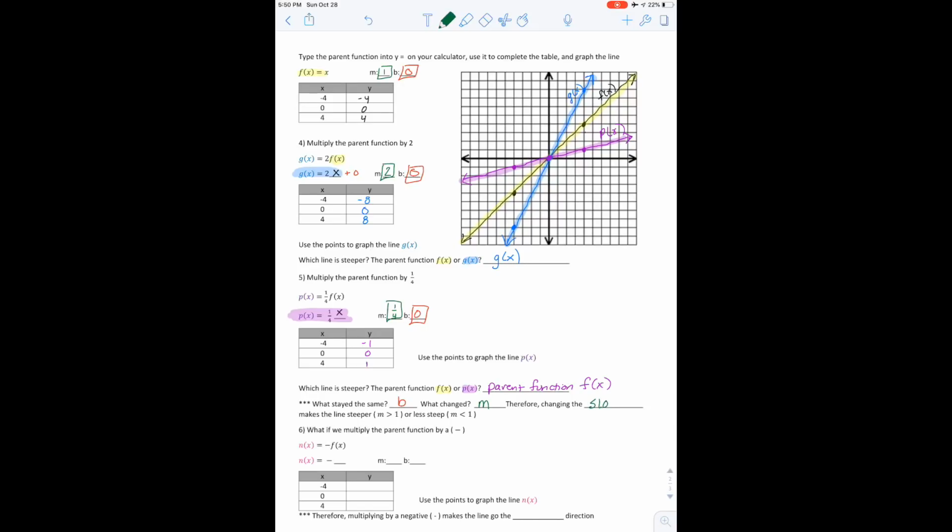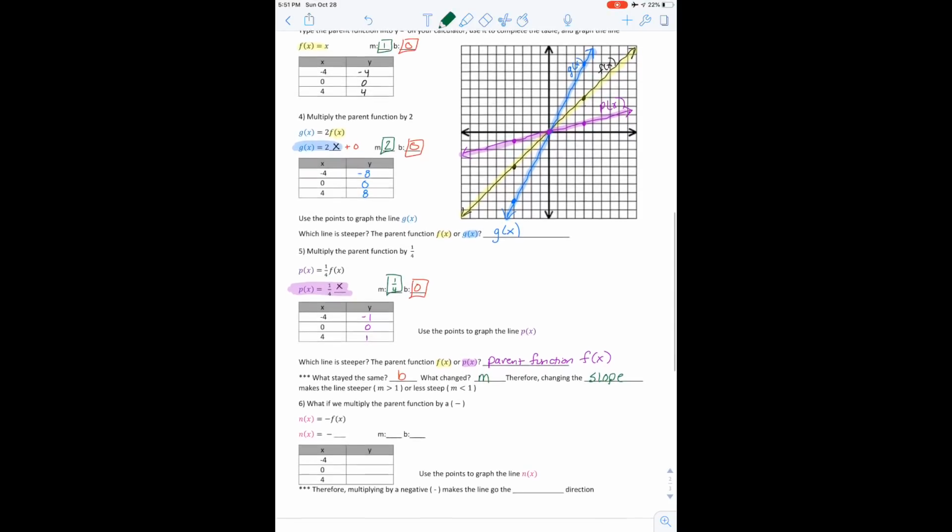So changing the slope, how does that affect the line? That makes it either steeper or less steep. And so if the m value, if your slope is greater than 1, then it's going to be steeper. If it's less than 1, then it's going to be less steep. And we'll talk a little bit more about that in a second.